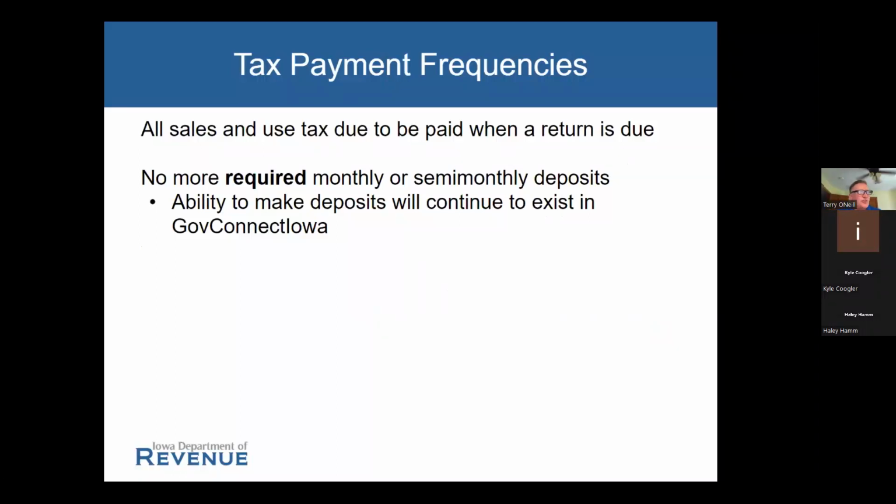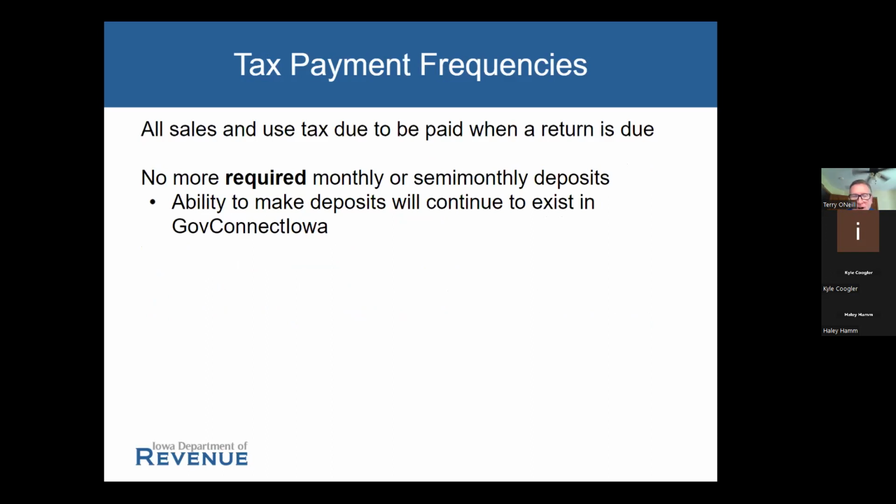Tax payment frequencies. Again, I mentioned this a little bit ago. The sales and use tax is to be paid when the return is due. Okay. So again, July tax, if you're a monthly filer, is due by the end of August. So that's when the tax actually has to be paid. Please note on here, there's no longer monthly deposits or semi-monthly deposits. There's also no longer quarterly returns.